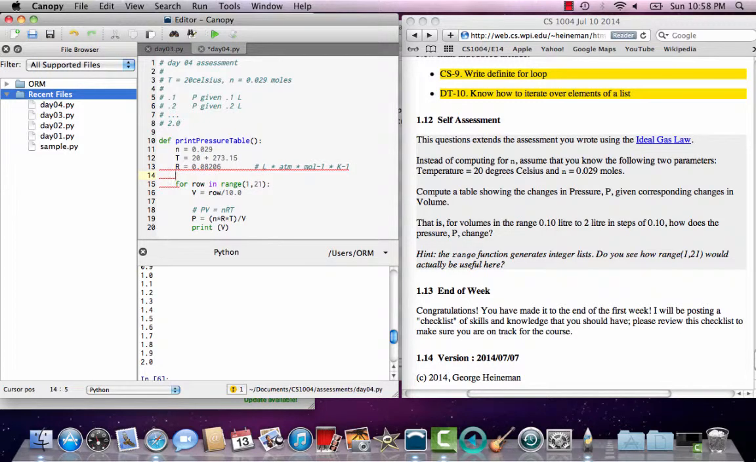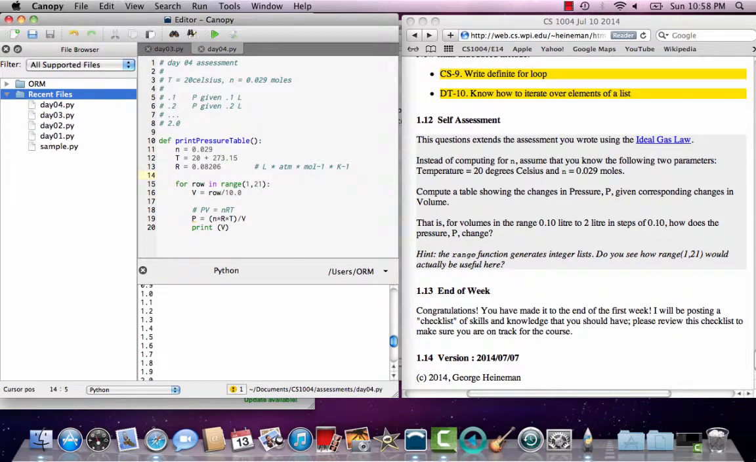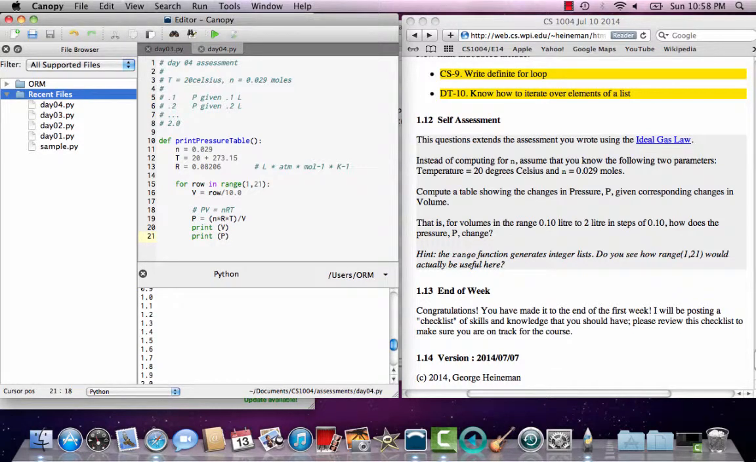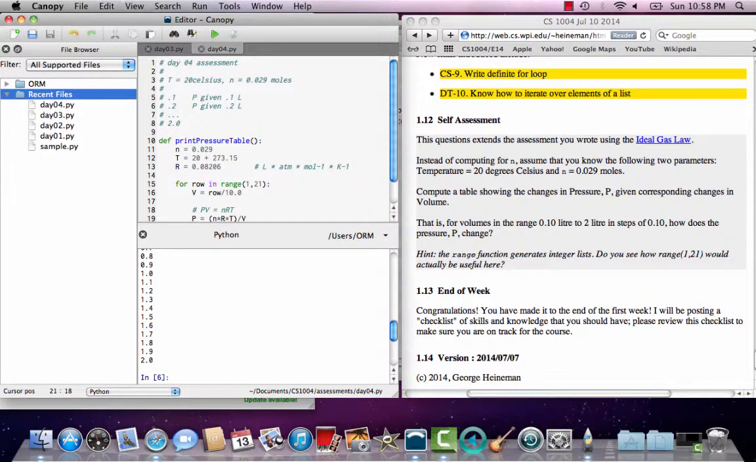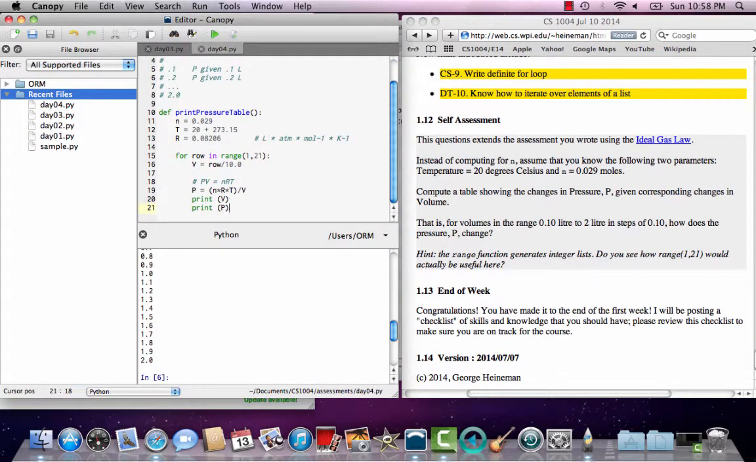Now with all this information, I know that volume is in liters. I know that n is in moles, my temperature is in Kelvin, so I have all the right parameters in the right units themselves. And I've computed P, and I need to do something with it. Well, if I print V and then I print P, sometimes you just want to experiment and see what happens when you type code that looks like something else. Well, this is looking plausible.